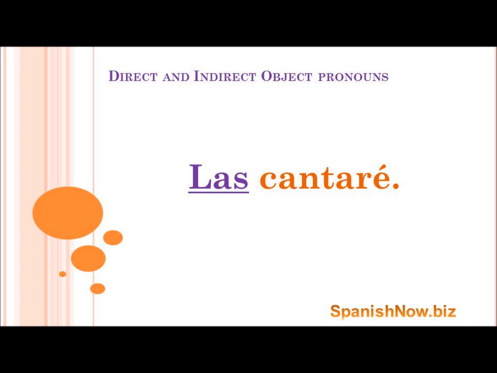"Las cantaré." I will sing them. Okay, so sing what? What is "las" referring to? Well, it has to be plural and it has to be feminine. Remember, that's the third person plural direct object pronoun. Now, how do we know it's a direct object pronoun?